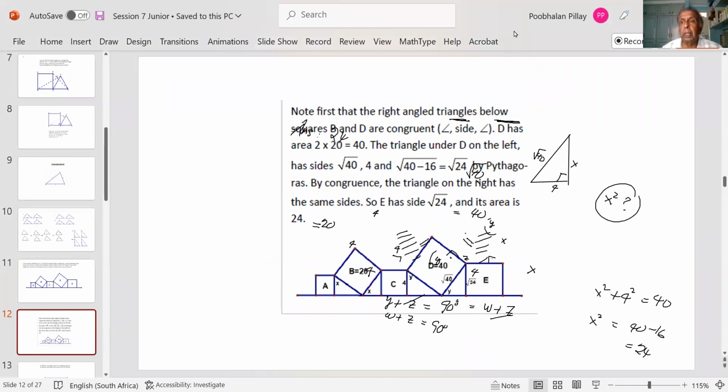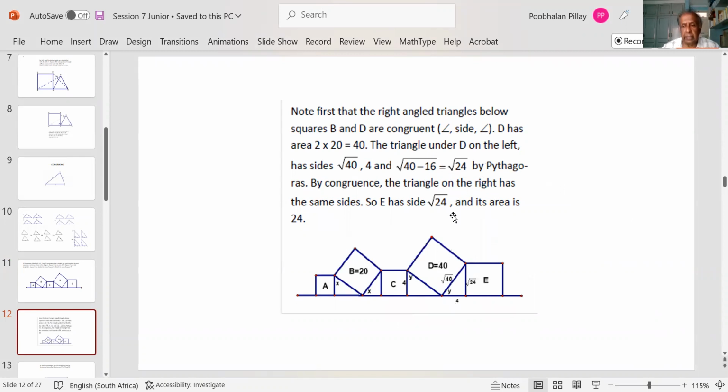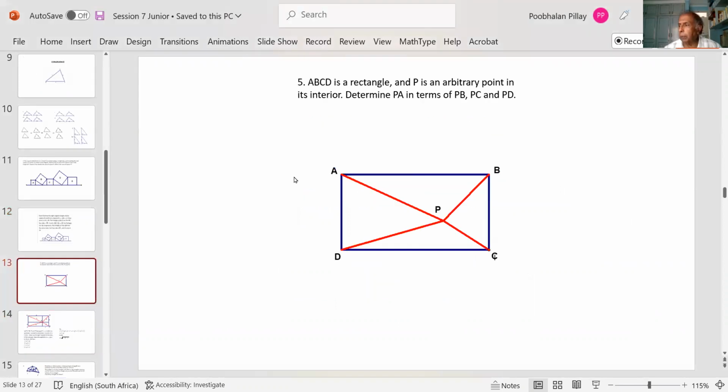So I'm going to leave this picture here with you so that you can see exactly what the arguments were eventually to get the area to be 24. Okay, so let's get on to the next problem. Problem number 5.